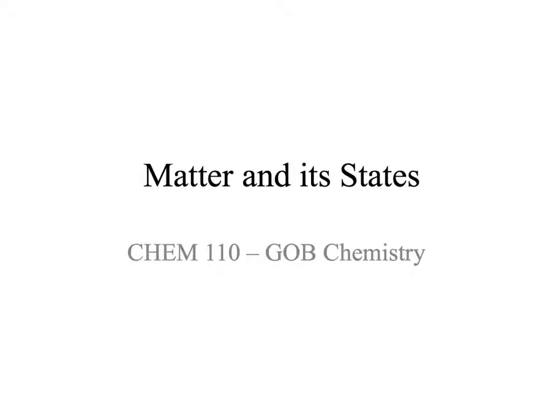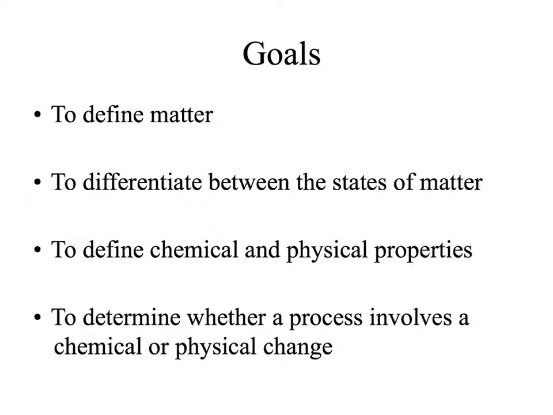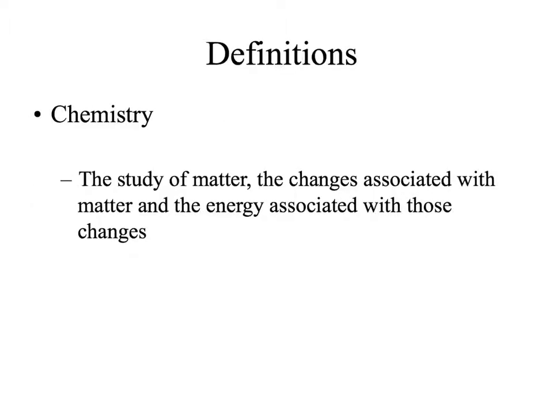Matter and its states. In this lecture, we'll look at the definitions of chemistry and matter. We'll take a look at the states of matter, phase changes associated with those states of matter, chemical and physical properties, and chemical and physical changes. The goals of this lecture will be to define matter, to differentiate between the states of matter, to define chemical and physical properties, and to determine whether a process involves a chemical or a physical change.